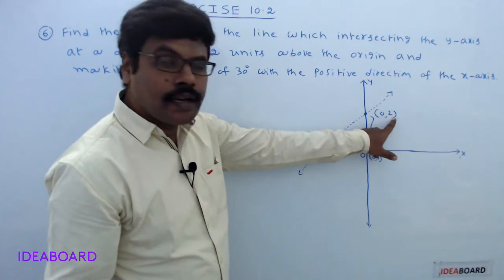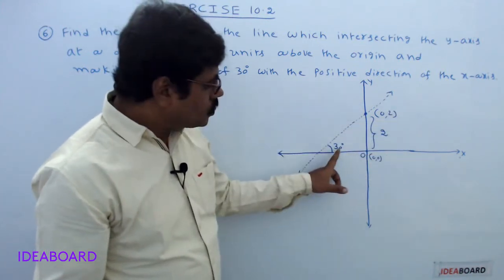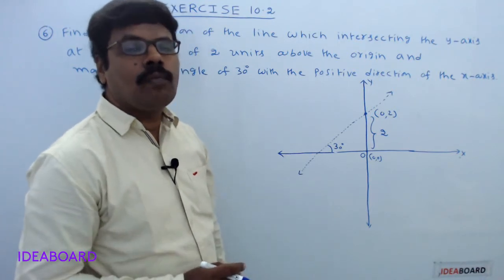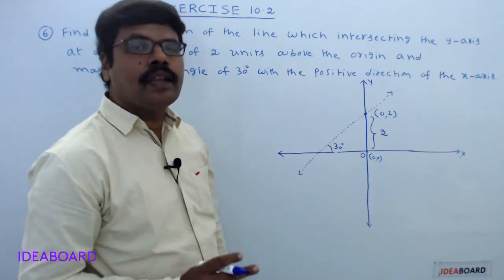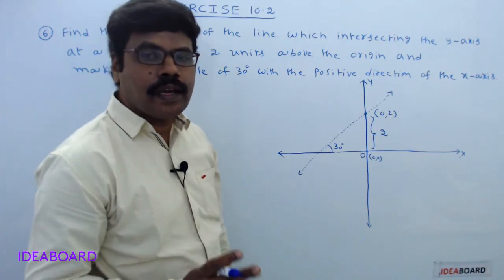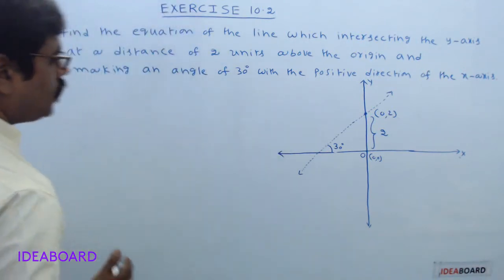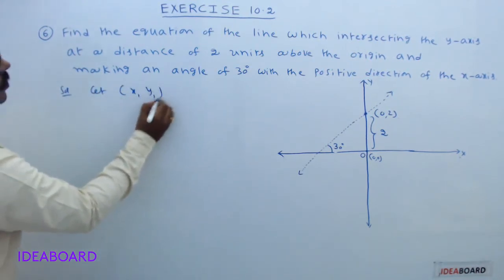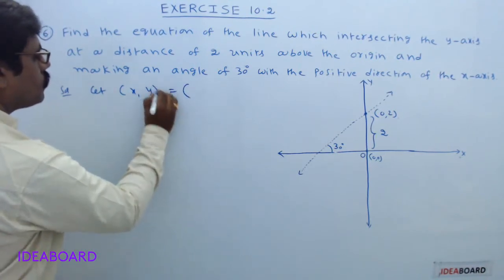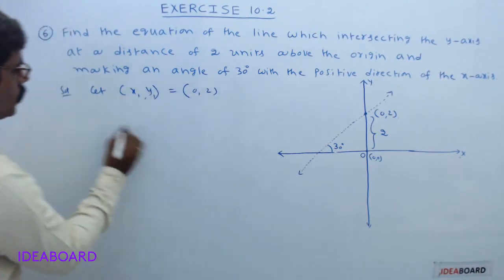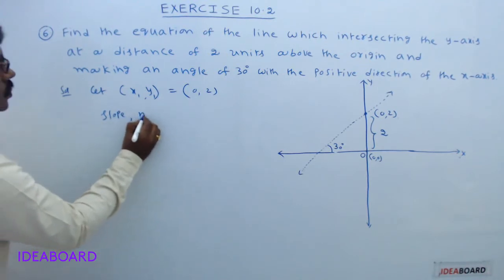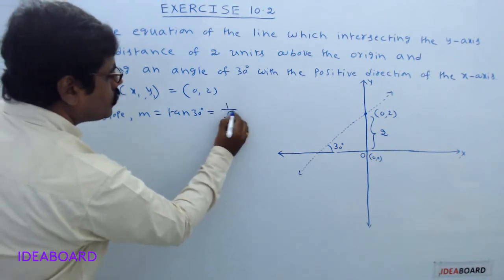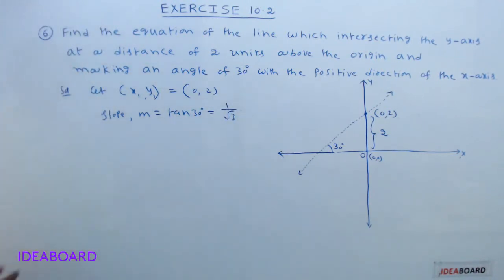So denote this point's coordinates with x1, y1. Slope m is 1 by root 3. So you can apply the slope point form, that is y minus y1 equals m into x minus x1. So use that formula. Let x1, y1 equal 0, 2. Slope m equals tan 30 degrees. It should be 1 by root 3.